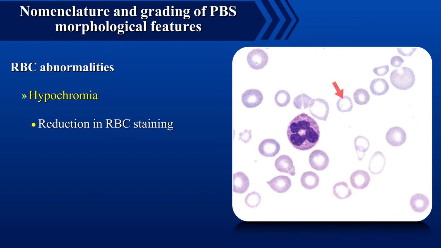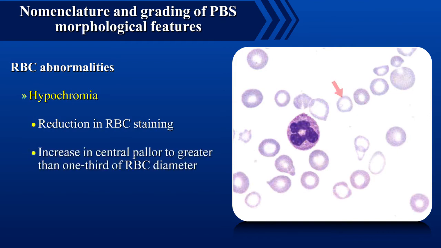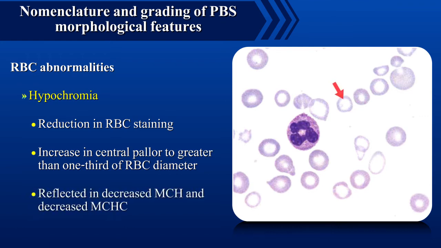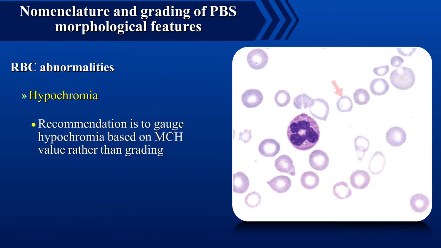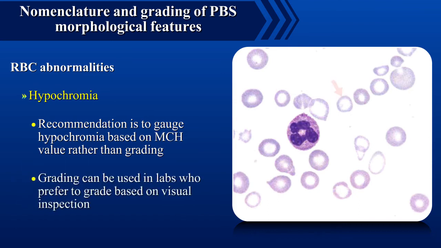Hypochromia is the reduction in RBC staining with an increase in central pallor to greater than 1/3 of RBC diameter, reflected in decreased MCH and decreased MCHC. The recommendation is to gauge hypochromia based on MCH value rather than grading, but grading can be used in labs who prefer to grade based on visual inspection.